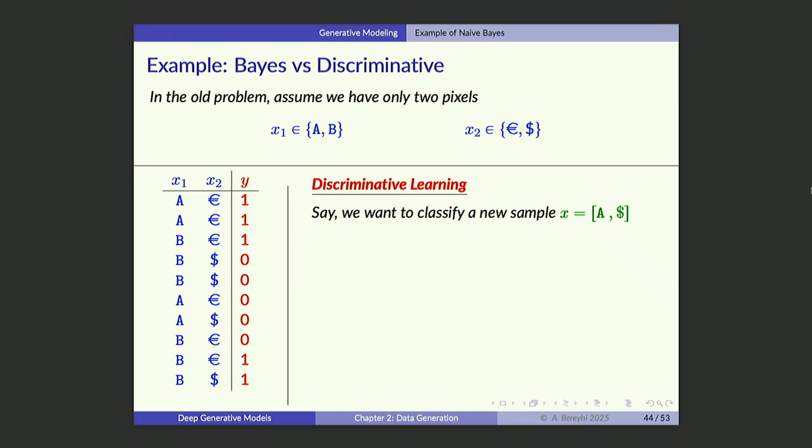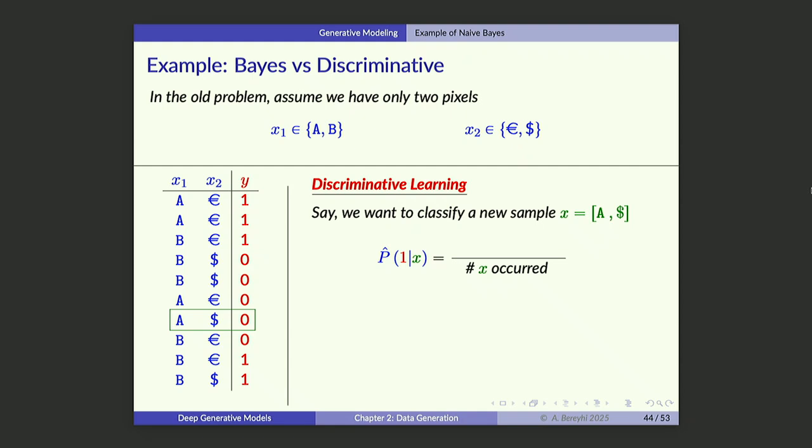If I want to do discriminative, here actually I can't do discriminative label modeling tabular because the data space is super small, right? Now I want to compute the probability of label 1 given the particular new sample that I'm seeing. So what should I do? I should look into my data set. I see how many times this A and $ sign has happened. And as you can see, it has happened only once, right?